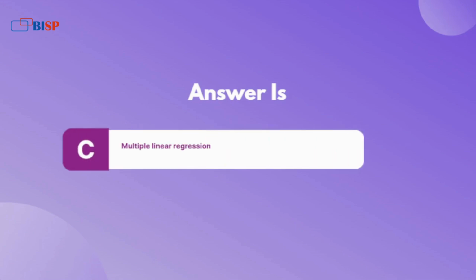Answer is C. Multiple linear regression assesses impact of multiple independent variables.